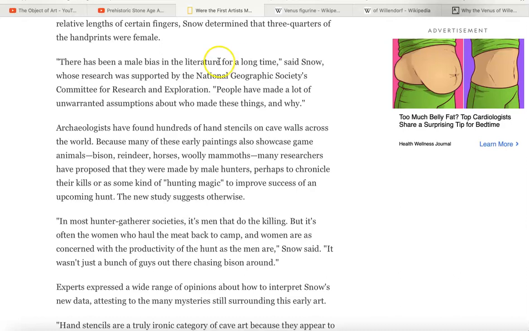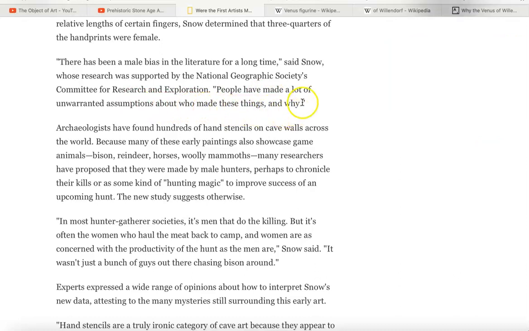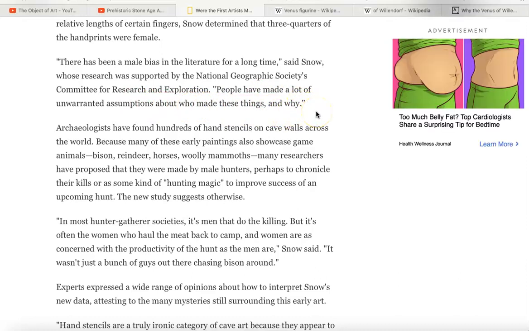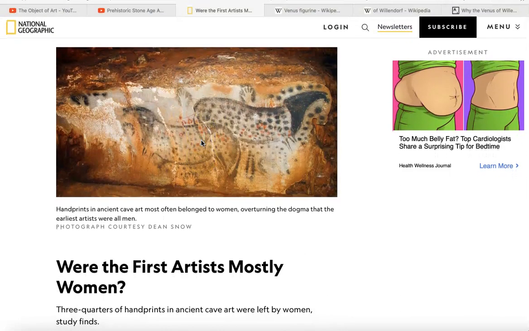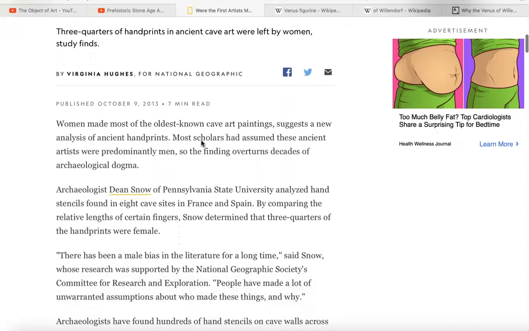Interesting. And he goes on and says, people have made a lot of unwarranted assumptions about who made these things and why. You've got to wonder why people have made these, what Snow calls unwarranted assumptions. Why do people simply assume that this cave art and figurines and all this stuff was made by men? I don't know.